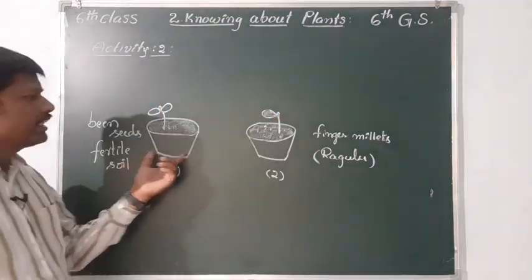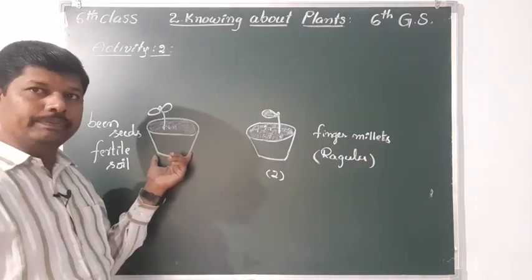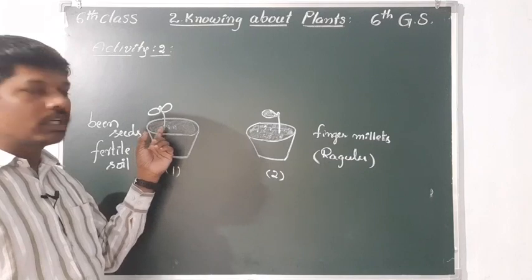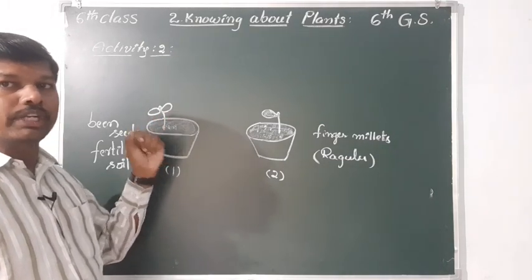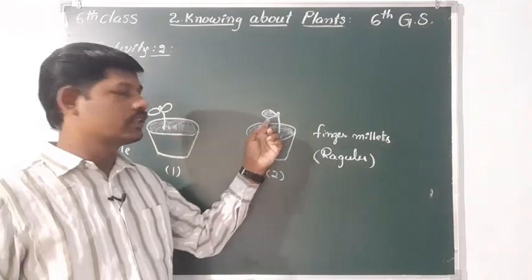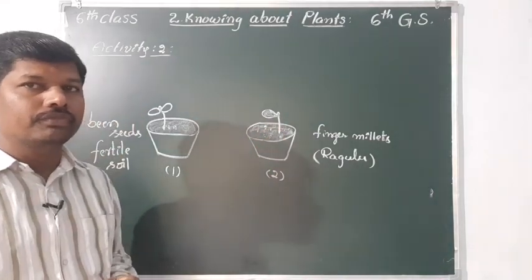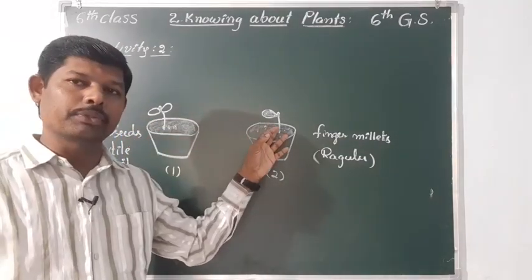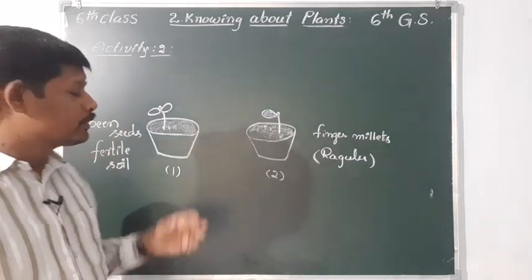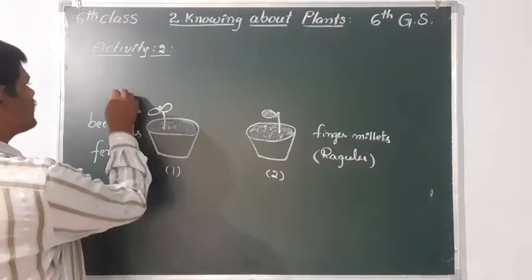Observe carefully the 2 plants. In the first paper cup, there is a plant. How many leaves are there here? There are 2 leaves. Here we have observed only 1 leaf. These are also newly emerged plants. This newly emerged plant has leaves called seed leaves.